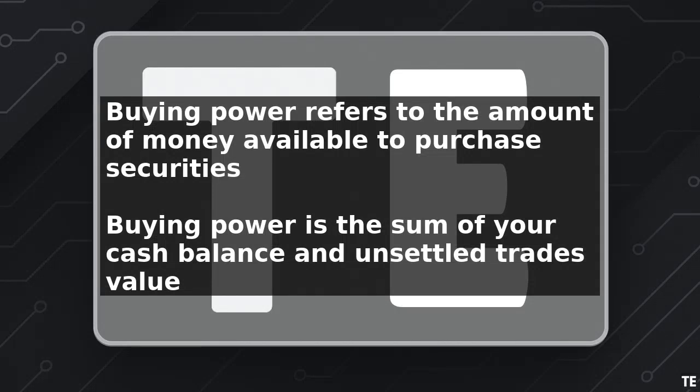To withdraw buying power in Robinhood, start by understanding what buying power is. Buying power refers to the amount of money available in your account to purchase securities. It is the sum of your cash balance and the value of any unsettled trades.